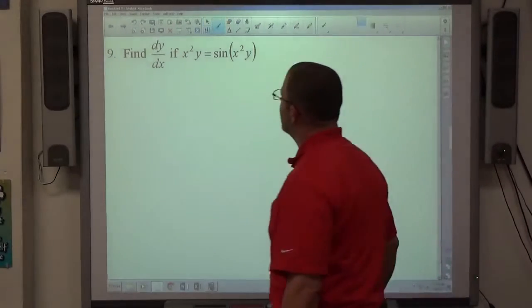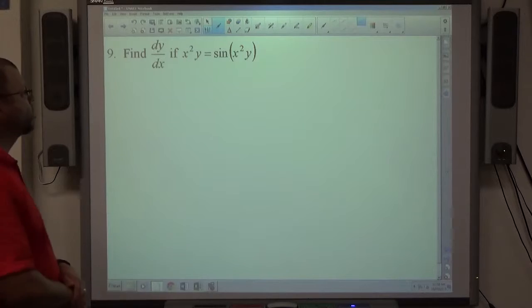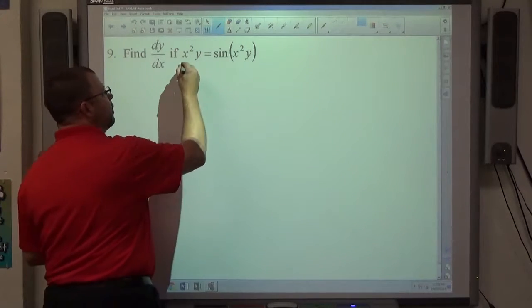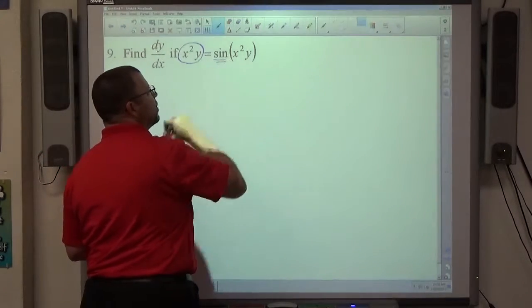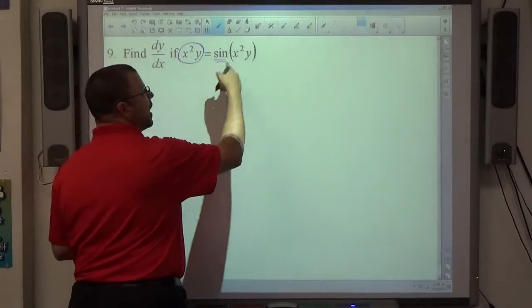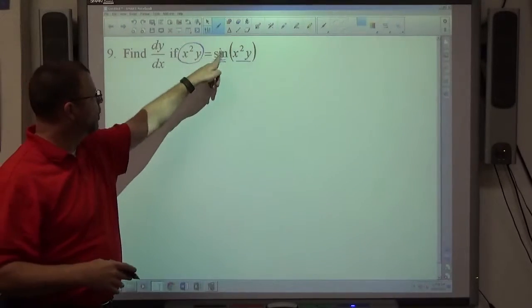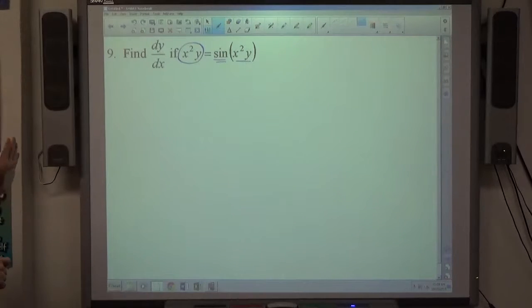Number 9, once again, it looks like an implicit function is going on here. x squared y equals sine of x squared y. It doesn't have to say the exact same thing, but this is a product of functions, so this is the product rule. This is a sine function, that's the sine rule, but it's also a sine of stuff, so it's a chain rule. So I've got a product rule, the derivative of sine of something, and then the chain rule going on here. And we're supposed to do dy/dx. There's no easy way to get y equals, so we have to do it implicitly.